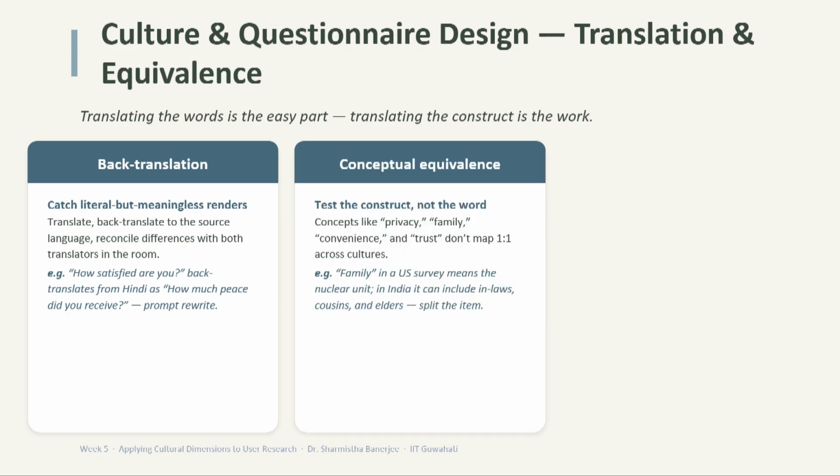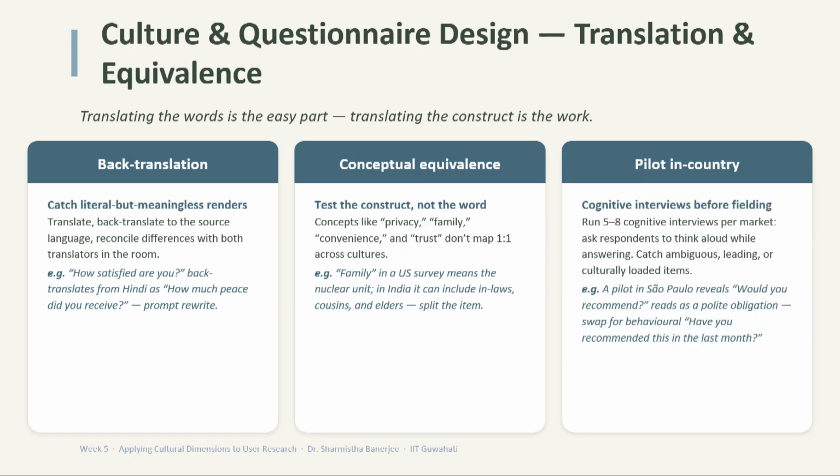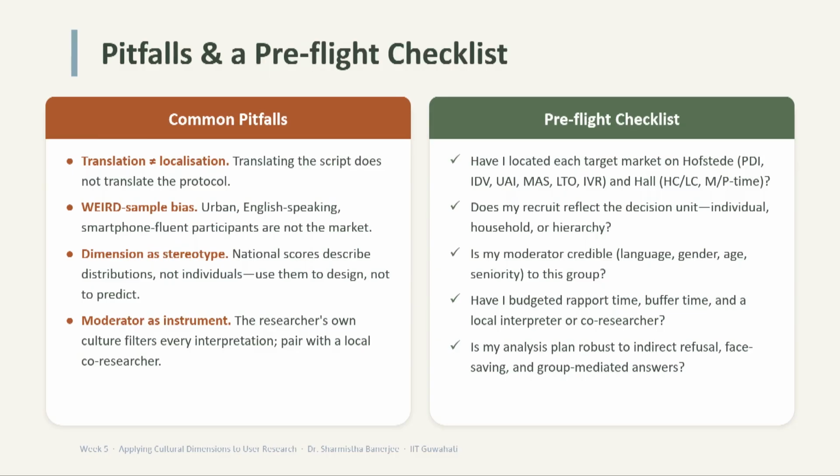Conceptual equivalence. Family in a US survey means the nuclear unit. In India, it can include in-laws, cousins, elders, so split them to understand them better. Pilot in the country where you are interested. If you want to do the study in 10 different countries, pilot it in all 10 countries before getting into full-fledged research.